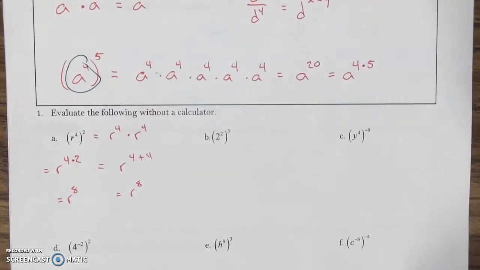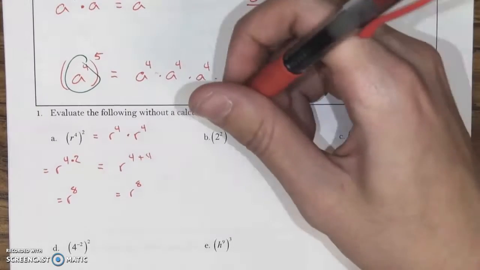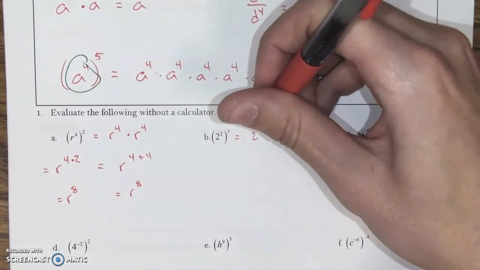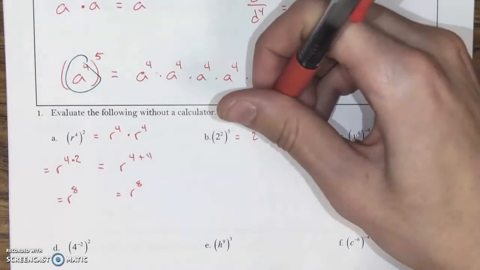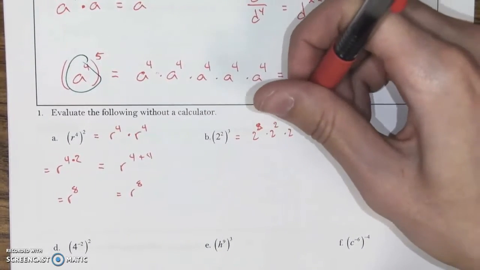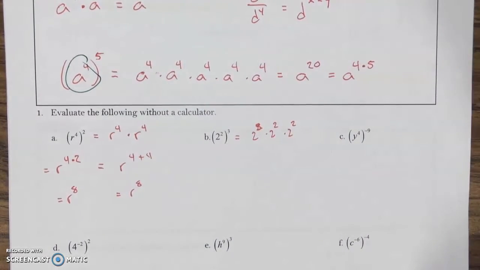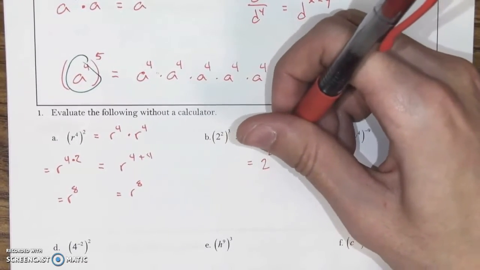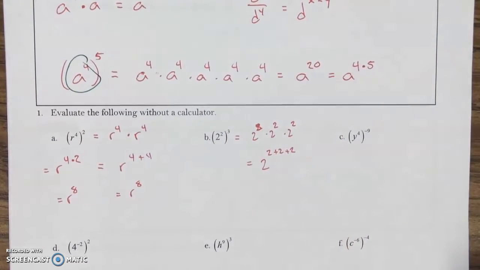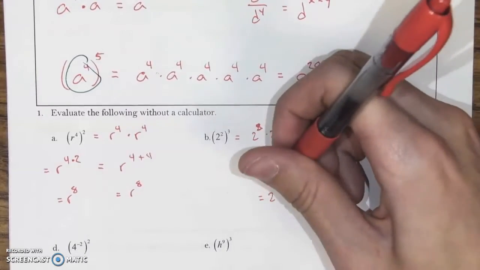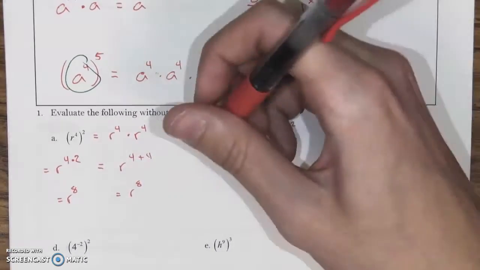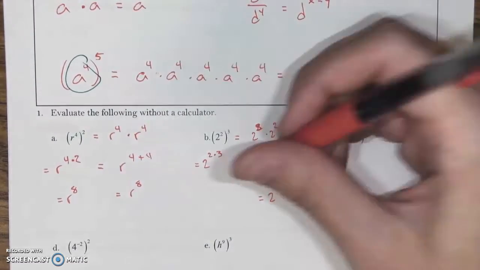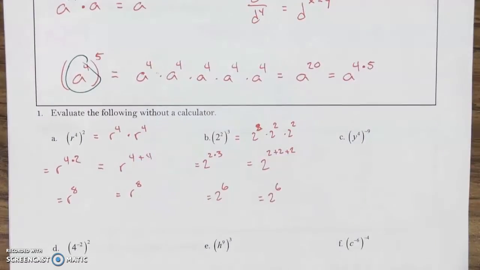Looking at this, we have 2 squared to the 3rd power. So this is 2 squared times 2 squared times 2 squared. 2 squared times itself 3 times, or 2 to the 2 plus 2 plus 2, which is 2 to the 6th. You may also have recognized that this is 2 to the 2 times 3, or 2 to the 6th.